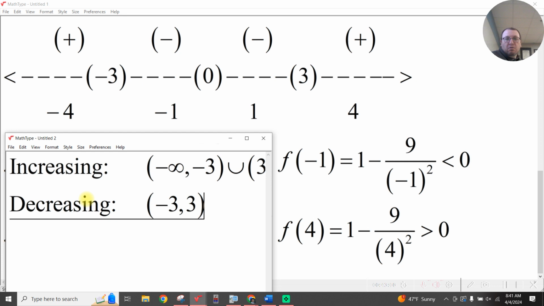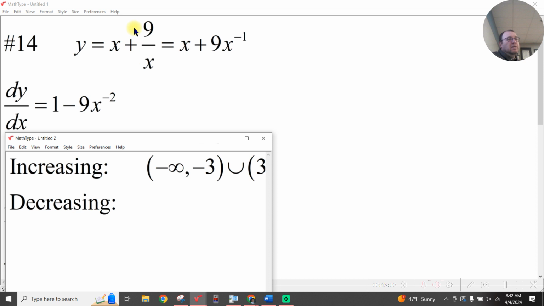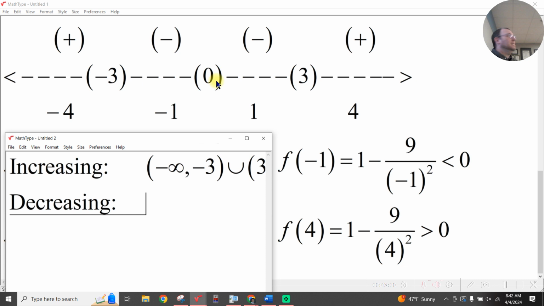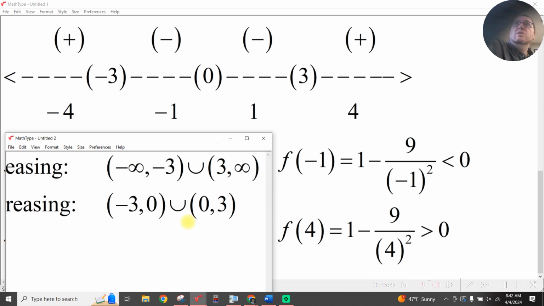Yeah, so look, this point 0, if we look back at the original problem, 9 over 0, what is that? Undefined. Okay? And since it's undefined, this function does not exist at 0, which means it can't be decreasing or increasing at 0. So where is this thing decreasing? Negative 3 to 0, union with 0 to 3. And this is where, Allie, you were asking earlier, this is why those parentheses are so important, it lets me know I'm not including 0. So that is probably the trickiest part of this particular problem. All right, let me put that here.